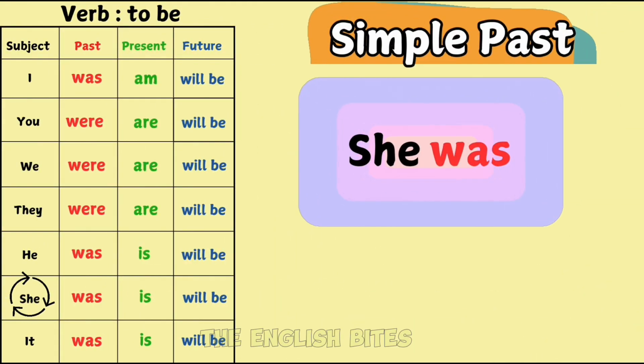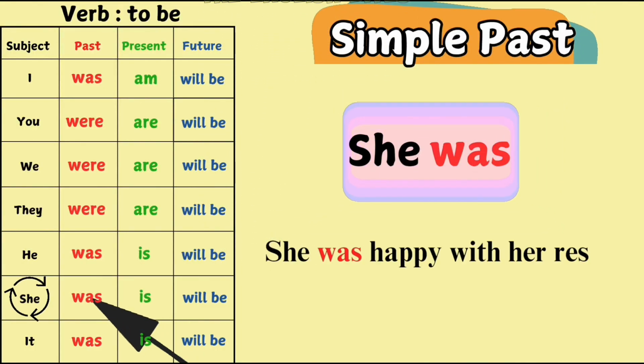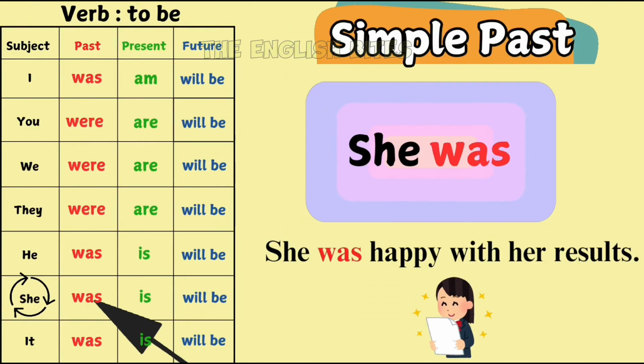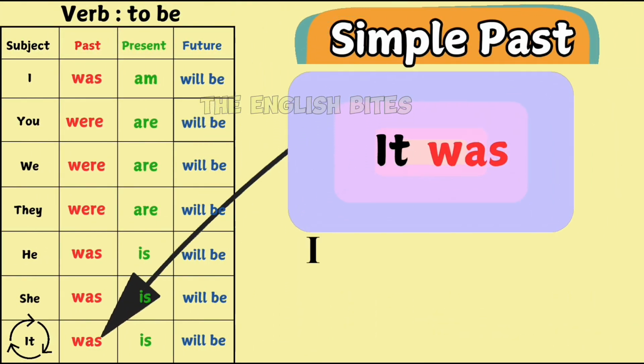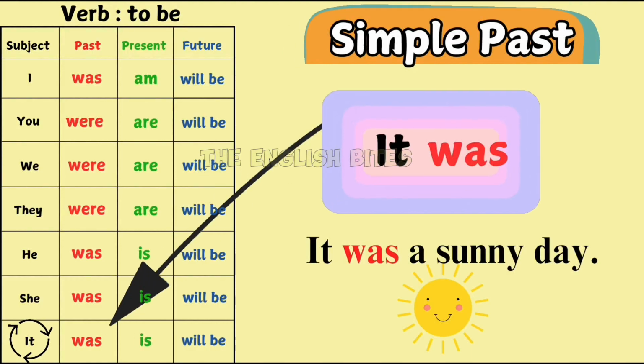Simple past, she was. She was happy with her results. Simple past, it was. It was a sunny day.